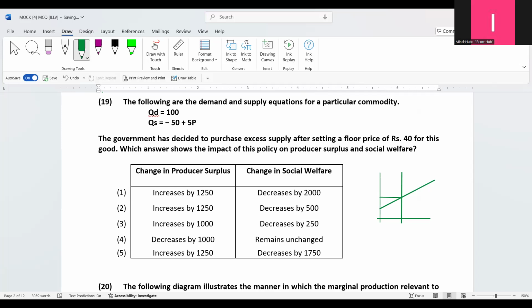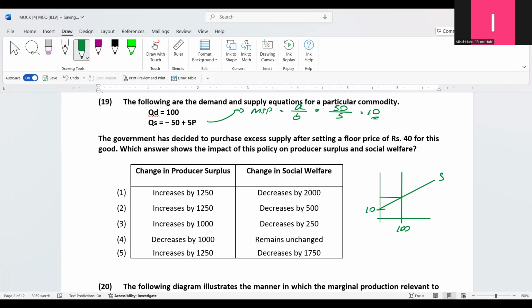Let's calculate that also. Quantity will be 100. This we can find because this is the supply equation. What is the minimum supply price? Minimum supply price is A divided by B. A is 50, forget the minus, B is 5. So the minimum supply price will be 10 rupees. Are we clear?